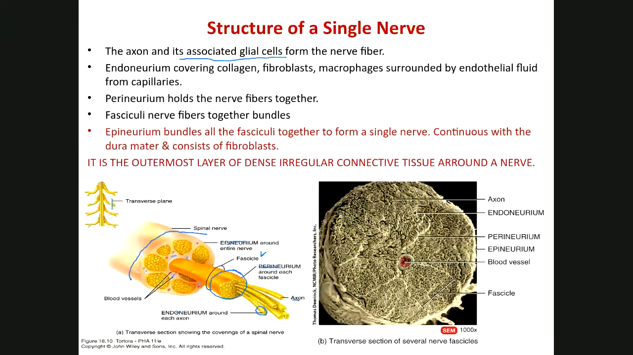So the epineurium bundles the fascicles together. It's the outermost layer, and it's made up of dense, irregular connective tissue around the nerve. You can see up-close imagery here where the outside, around the entire single nerve, is called the epineurium, which is made up of fascicles. The connective tissue around that fascicle is the perineurium, and then you can see here the myelinated axons. The connective tissue around one of those is the endoneurium.